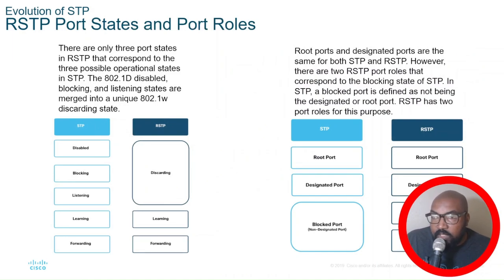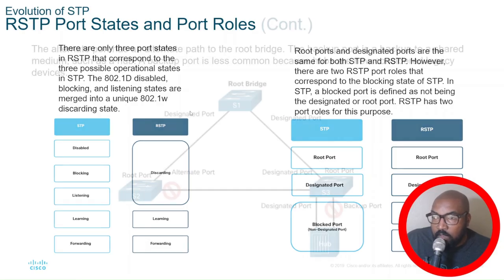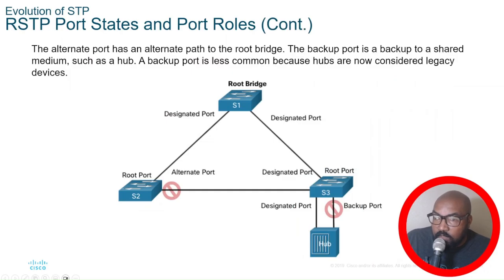There are only 3 port states in RSTP that correspond to the 3 possible operational states in STP. In 802.1D, it's disabled. Blocking and listening states are merged into a unique discarding state in 802.1w. Root ports and designated ports are the same for both, and they work in conjunction. Look at the port states. They basically tell you if it's in the forwarding state, learning, and all that good stuff.